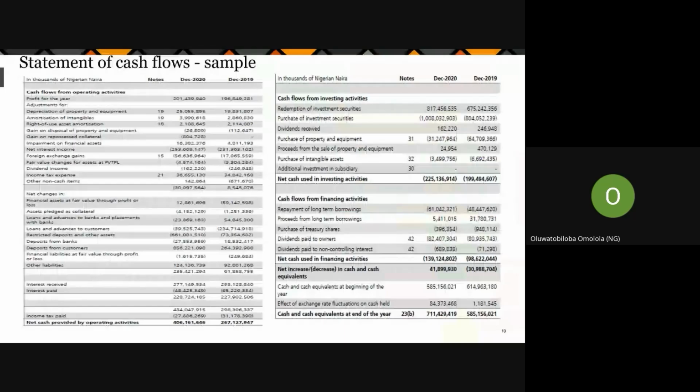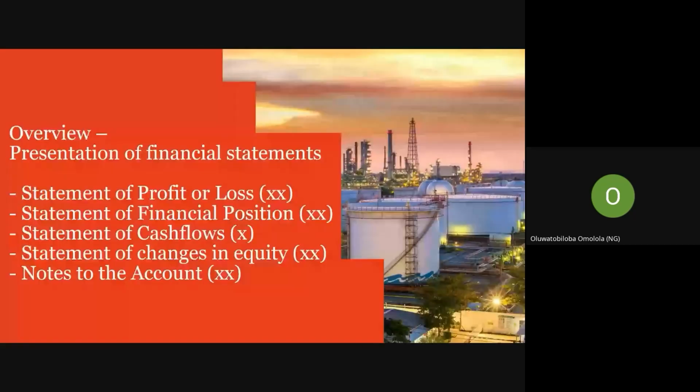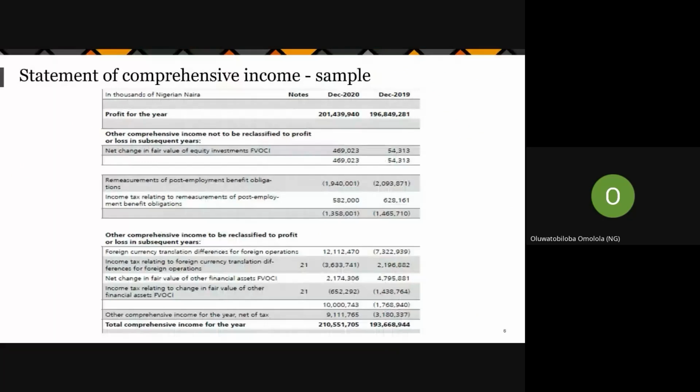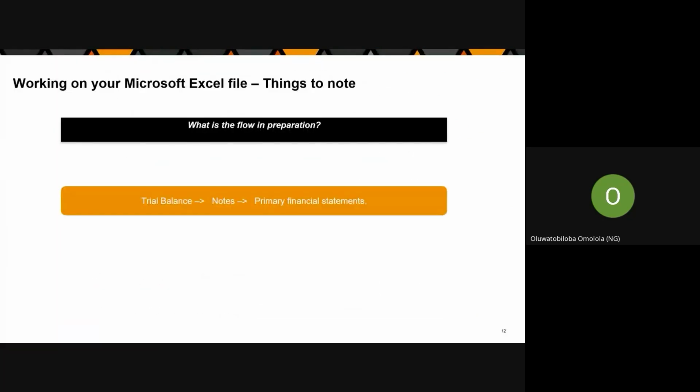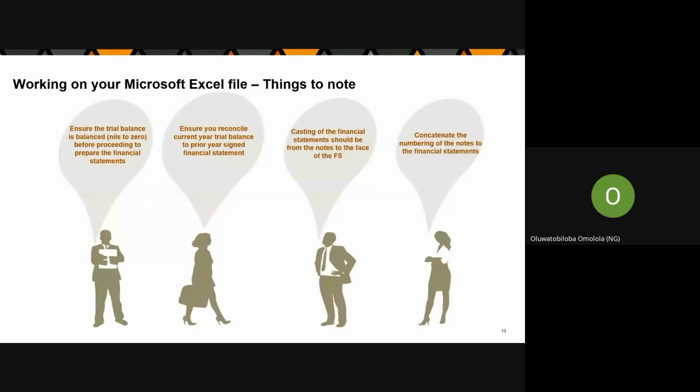So what are these primary statements? These primary statements are these three things: statement of profit or loss, statement of financial position, and statement of cash flow. Those are what we call primary statements. All right, so please take note of this when we go into the practical session.